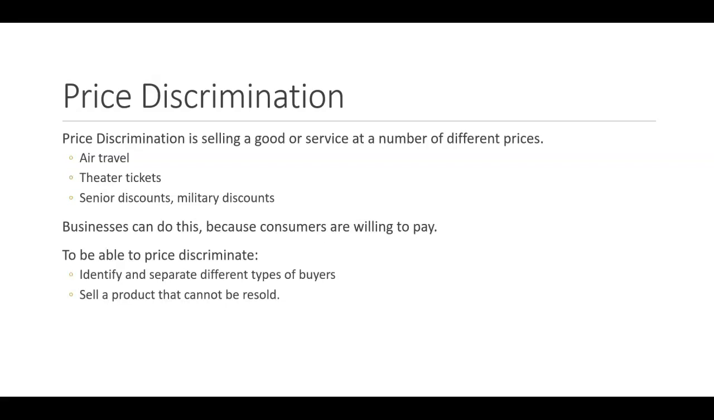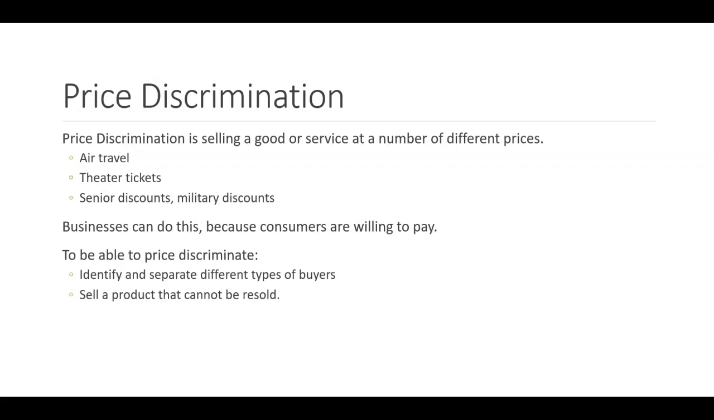Theater tickets do the same thing. Tuesday night tickets are cheaper than Friday night tickets. Senior discounts, military discounts are all ways to price discriminate. And businesses can do this because customers are willing to pay, and businesses want to extract consumer surplus from that consumer.